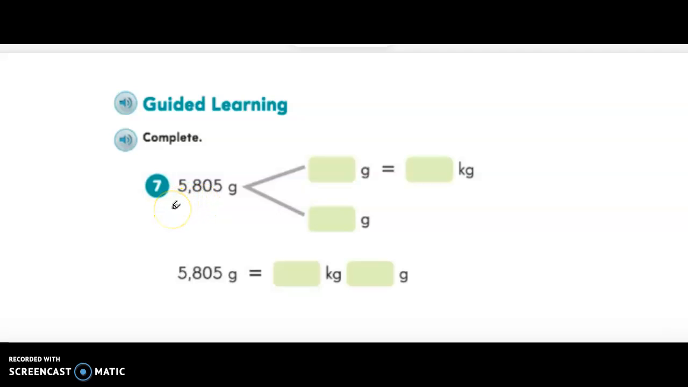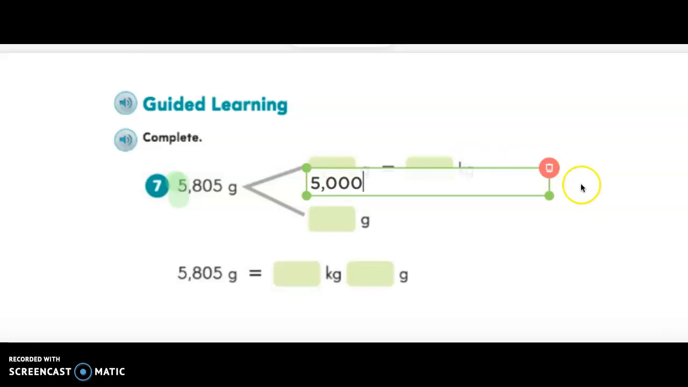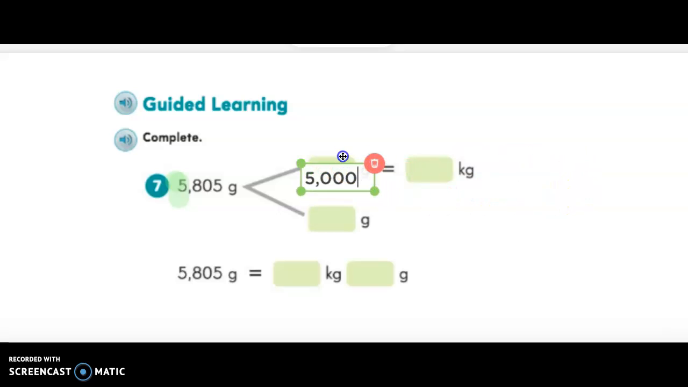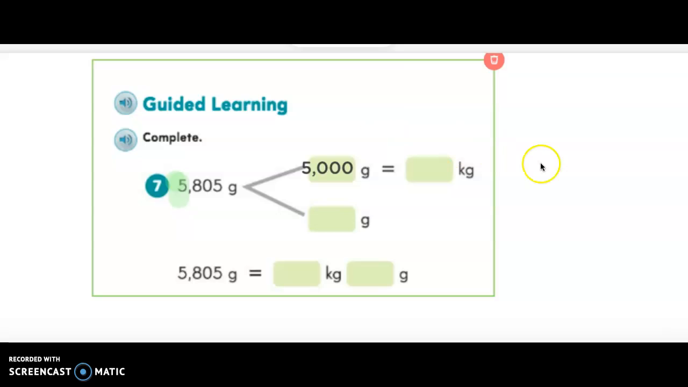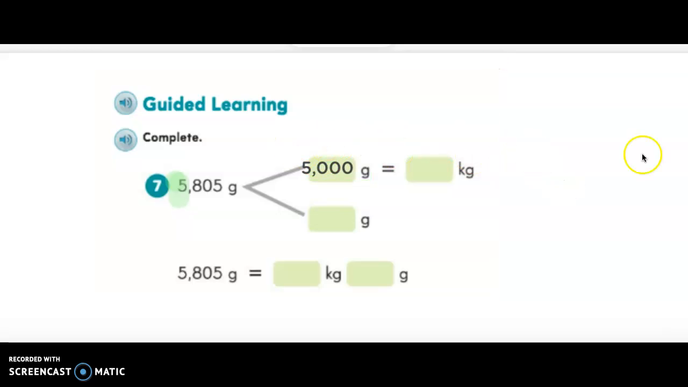We have 5,805 grams. Again, we're going to be asking ourselves, how many thousands can we pull from this number? And we can pull out 5,000 grams. And again, what we were talking about on the previous slide, we're now thinking division. We want to make this smaller. We are doing 5,000 divided by 1,000 to just be left with 5 kilograms.